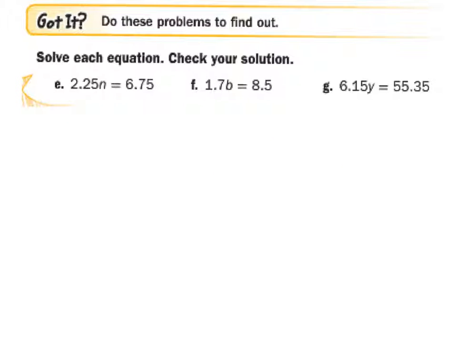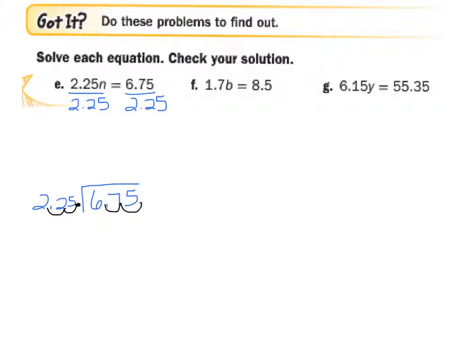So let's try a couple here with decimals. I have 2.25n equals 6.75. So I'm going to divide by 2.25 on this side and on this side. So remember, we can kind of just ignore our decimal places until later. So if we have 6.75 and 2.25, we're going to multiply by 100 to move the decimal back 2 places, and we're going to do the same over here. Put our decimal at the top.